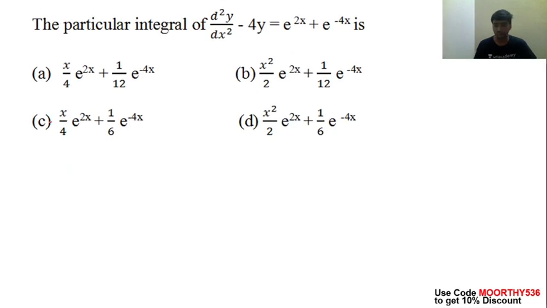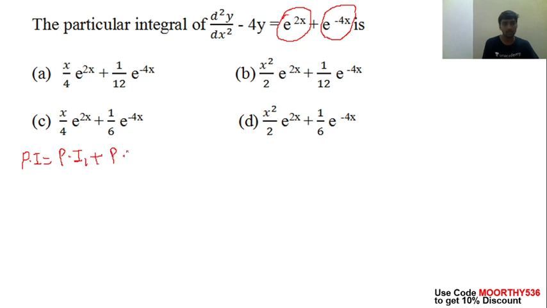Here, the particular integral of d square y divided by dx square minus 4y is equal to e power 2x plus e power minus 4x. Okay, we are going to derive the differential equation here. There are two conditions, e power 2x plus e power minus 4x. So there are two particular integrals for the given question. Here PI is equal to PI1 plus PI2.